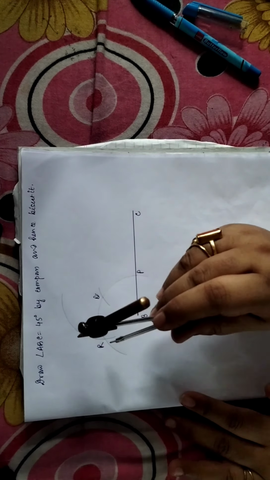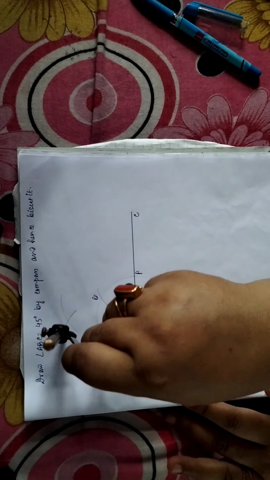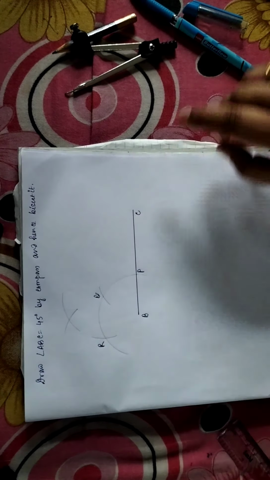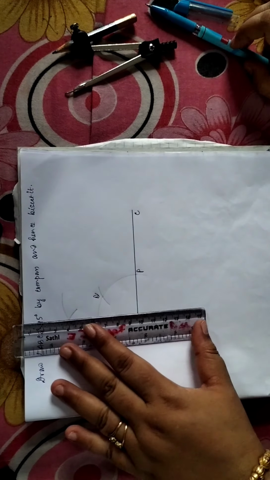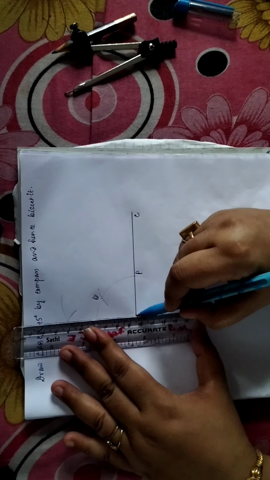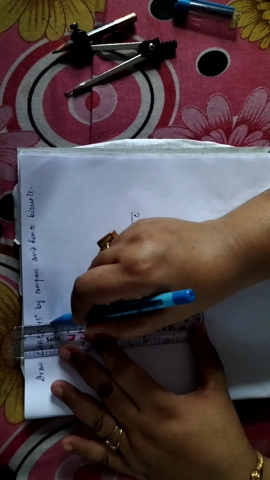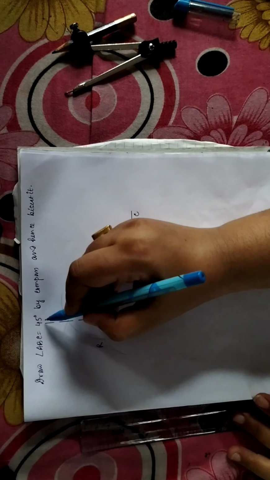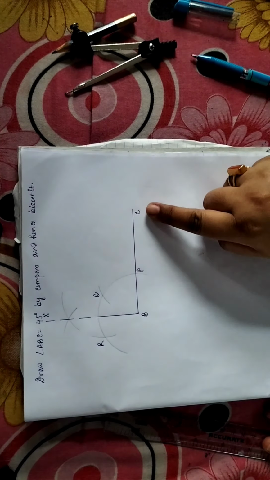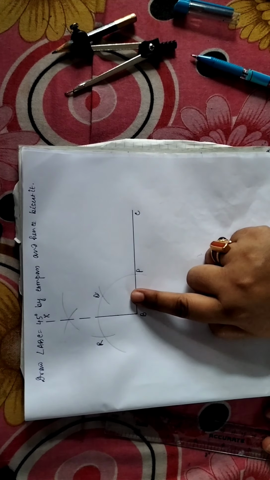And on the same side with the same radius, take R as center and draw another arc. Now this point of intersection should be joined with B and will be extended. Okay, let's name this as X. So here we have found XBC, a particular angle which is of measurement 90 degree.